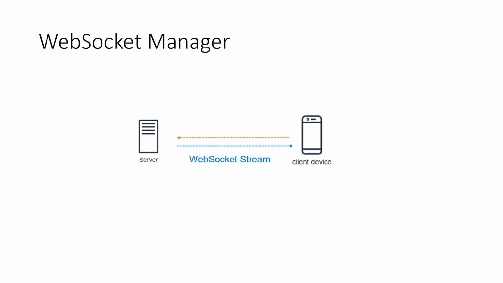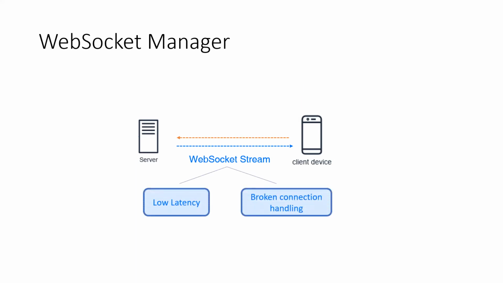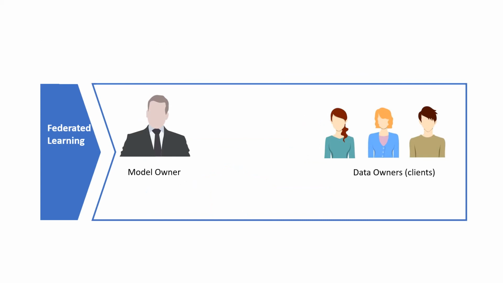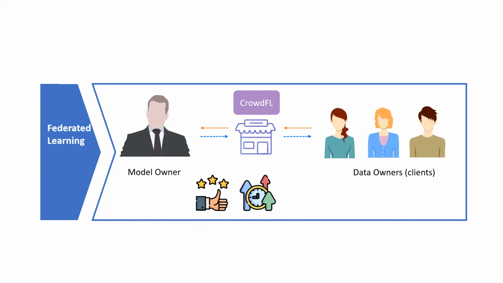3. WebSocket Manager. Client devices and server communicate through a bidirectional communication stream. CrowdFL uses WebSocket communication for low latency. In case of a broken connection, we are able to resume training as per normal using a unique identifier present in each communication message. In conclusion, our application CrowdFL provides a marketplace to match data owners with model owners in Federated Learning, while providing mechanisms to ensure model performance and training efficiency. In the future, we will develop a more comprehensive data pre-processing pipeline for complex datasets.